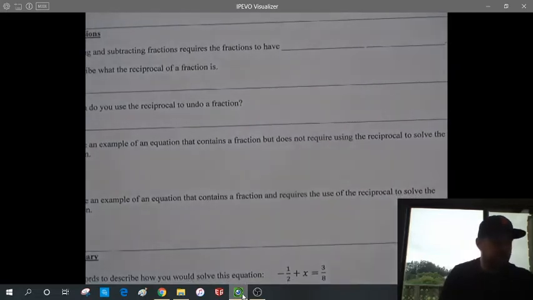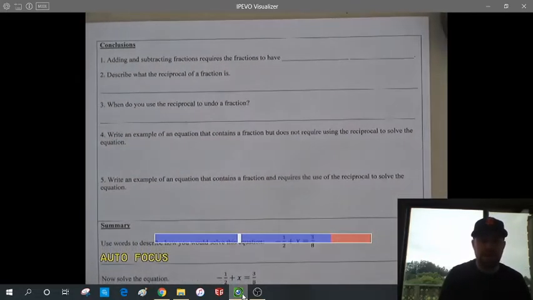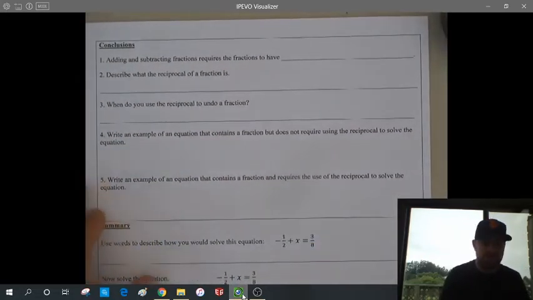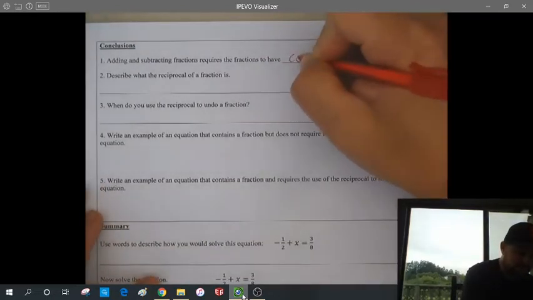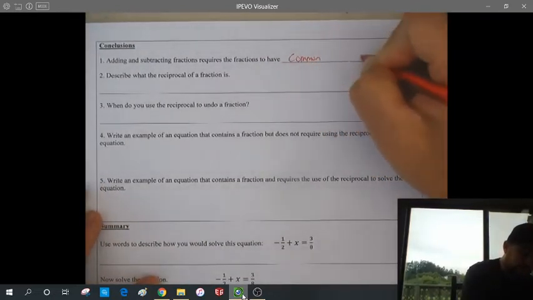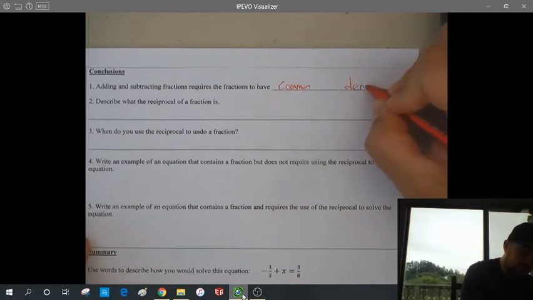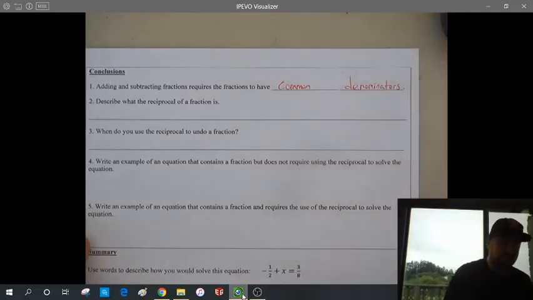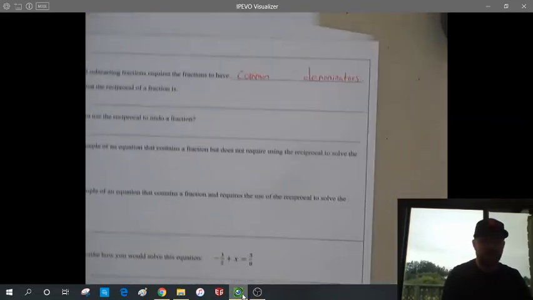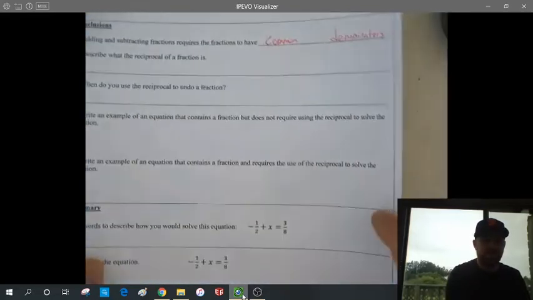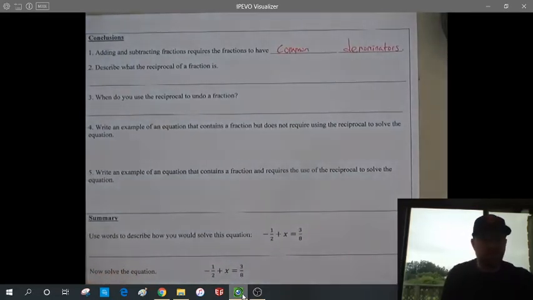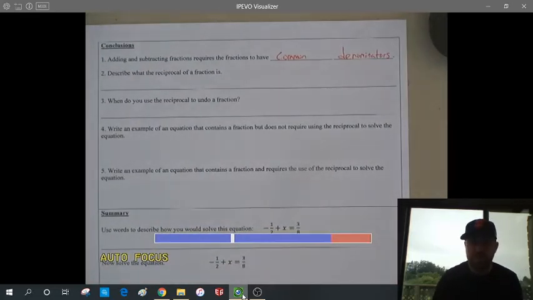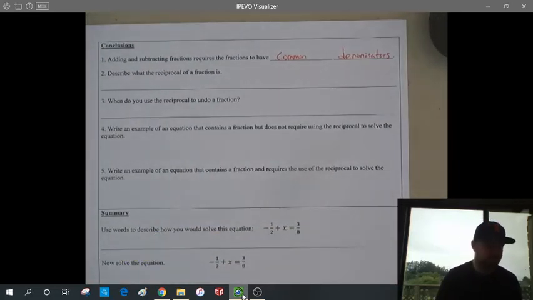All right, moving right into the conclusions here. So, adding and subtracting fractions requires the fractions to have common denominators. Okay, and remember that's only when adding and subtracting. As we saw, when we multiply and divide with our fractions, we don't have to make common denominators there. We simply just multiply straight across. So top times top, bottom times bottom.